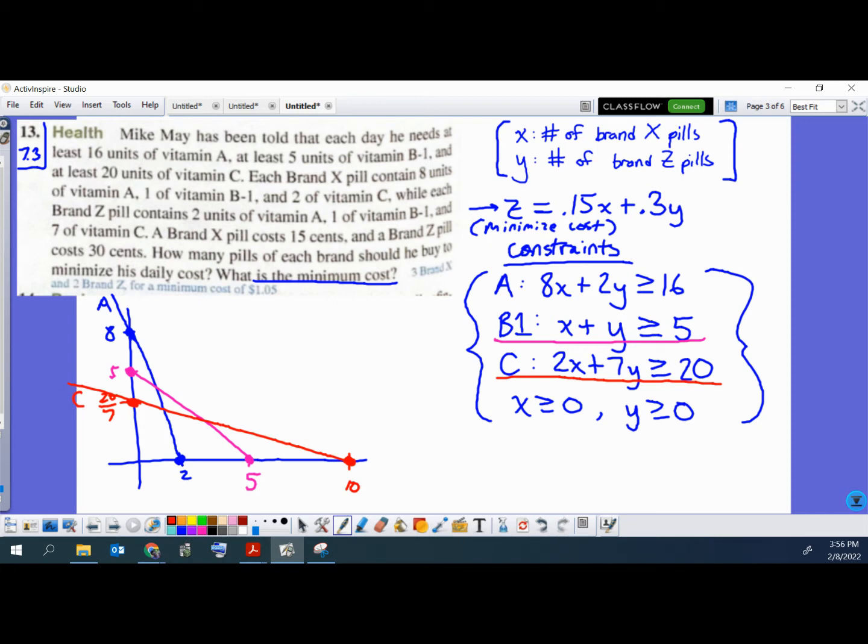This line in red is line C. This line in pink is line B. So I'll label them that way. Or you can label them with the equations also. And as for the feasible region, it could be like in here or in here or in here or in here or out here. We need to figure out where it is.